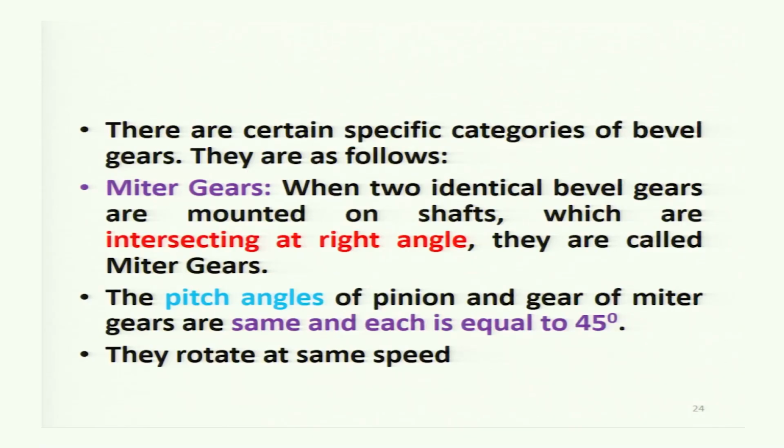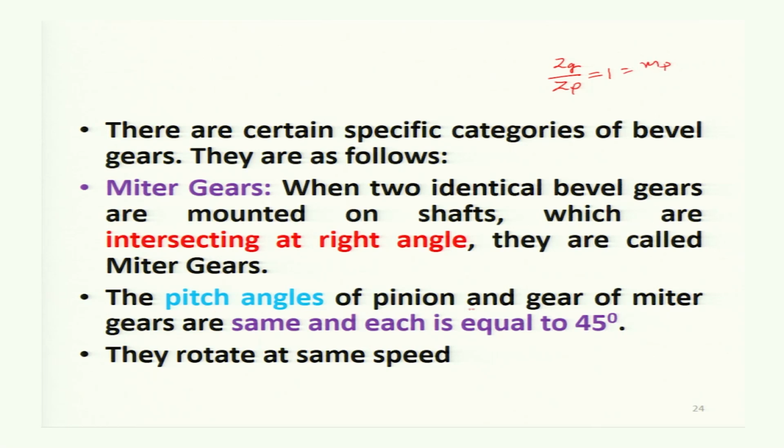Now there are certain specific categories of bevel gears. They are as follows. The miter gears: when two identical bevel gears are mounted on shafts which are intersecting at right angle, they are called miter gears. That means the pinion and gear are the same, the number of teeth are the same, the pitch diameter is the same, and so the gear ratio will be 1. Zg divided by Zp equals 1. This is equal to mg, it is equal to 1 for the case of miter gear.